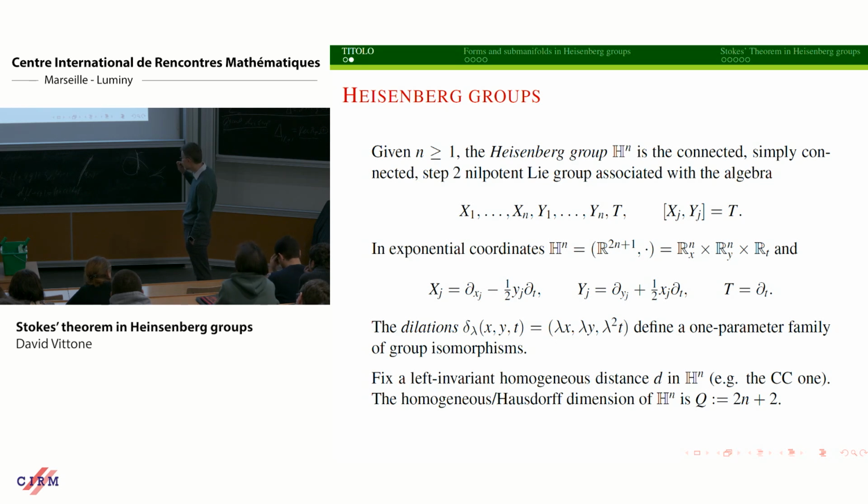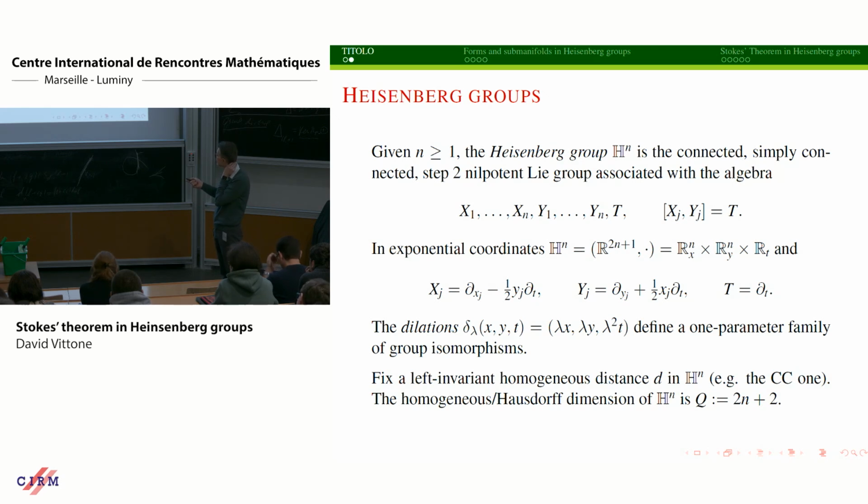We also fix a left invariant distance d in Hn, which is not really relevant. For instance, the Carnot-Carathéodory distance is fine for our purposes, but any good enough distance, which is left invariant and homogeneous with respect to dilations, will work. At some point I will need something more on the distance, for instance rotational invariance under rotations which fix the t-axis, the vertical direction. You can think of the Carnot-Carathéodory one as a good enough distance.